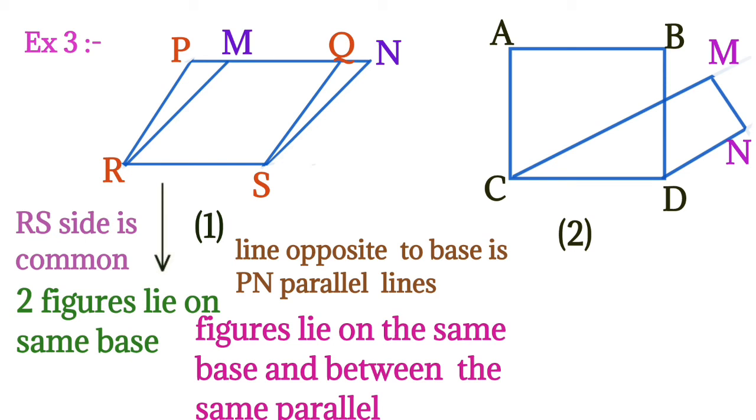The definition for this is: two figures are said to be on the same base and between the same parallel if they have a common base and the vertices opposite to the common base of each figure lie on a line that is parallel to the base.